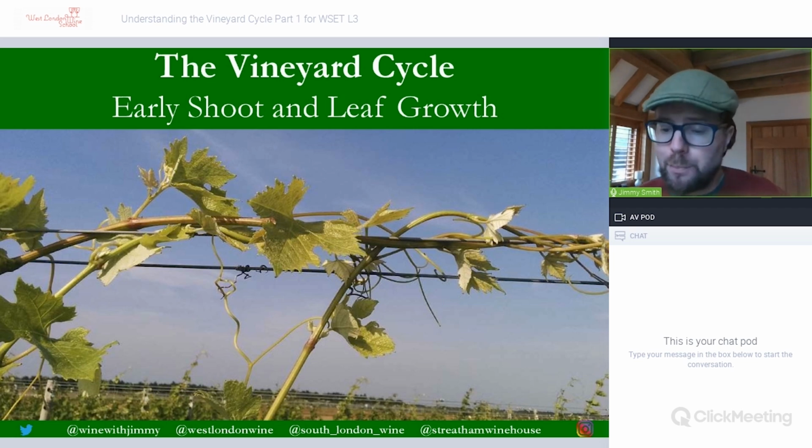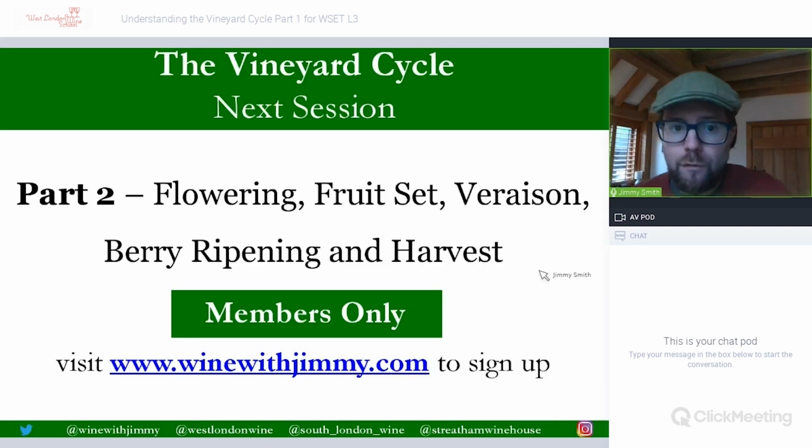Okay, that brings the first part of the Vineyard cycle to a close. If you are interested in following this part up with the remaining final part of the Vineyard cycle, that's on flowering, fruit set, color change, veraison, berry ripening, and harvest.